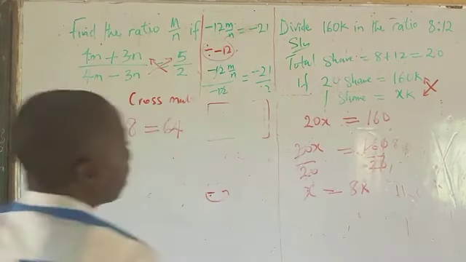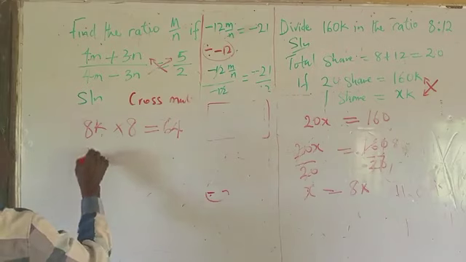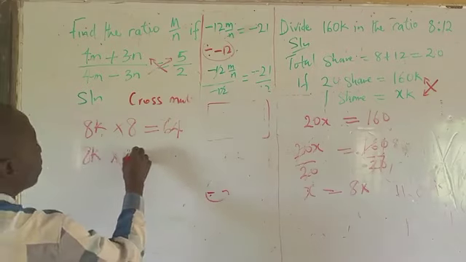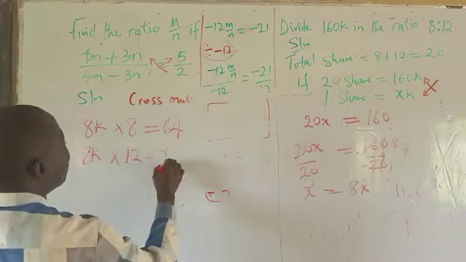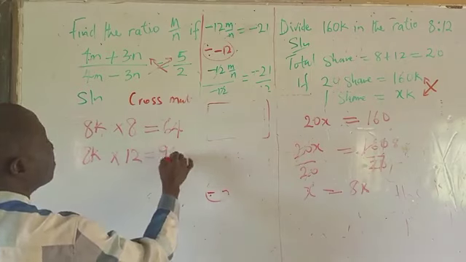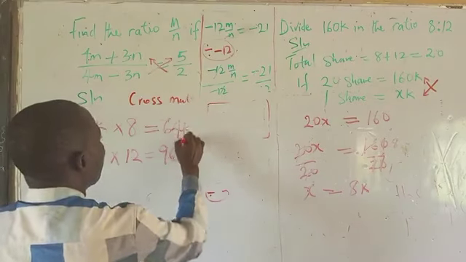Will be 64. And how many kobo will be for 12 shares? It will also be 8k times 12. If 8 is multiplied by 12, we'll have 96. Will be equal to 96k. You see? It's actually 96k.